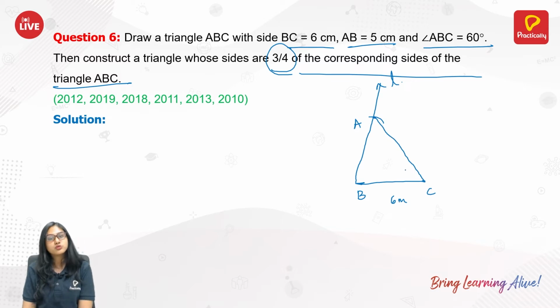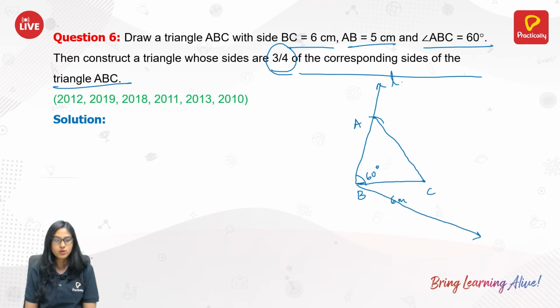Now, what do you have to do? At B, this is 60 degrees, correct? At point B, to the opposite side of A, with an acute angle, draw a line. Next, what do we have to do? It is 3 by 4. And which is the larger one in 3 and 4? 4, correct? So, with any convenient radius, mark 4 points. So, 1, 2, 3, 4. This is B1, B2, B3, B4.